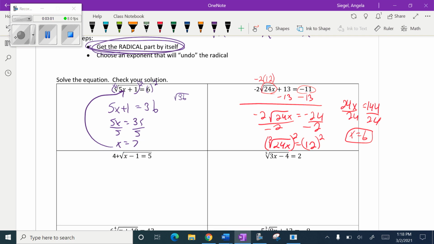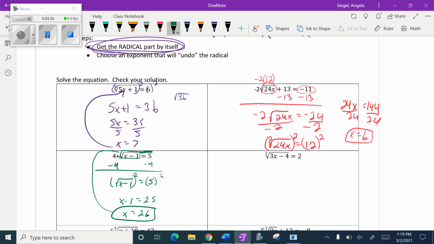For this one, notice that I have this 4 on the outside, so I'm going to subtract 4. Just notice there's a typo there, so that square root stops right here. I'm going to subtract 4 on both sides, so I have the square root of x minus 1 equals 5. Now I have the square root by itself, so I'm going to square both sides. I have x minus 1 equals 25. Add 1 to both sides is 26.